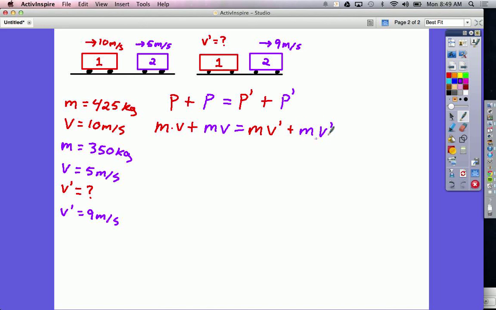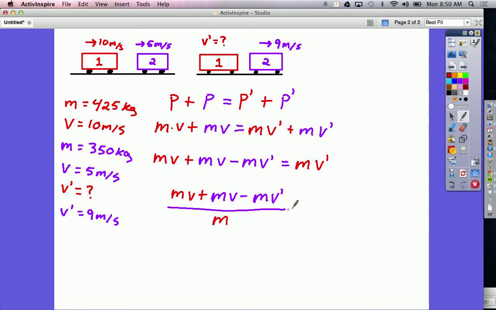I'm going to subtract the purple car term on the right over to the left side. So on my left, I have mass times velocity of the red car plus mass times initial velocity of the purple car minus mass times V prime of the purple car. And that's going to equal the red car's mass times the velocity prime. Just have to divide by the red mass now, and we are good to finish. I have MV for the red plus MV for purple minus MV prime for purple. Divide that by the red mass, and you get the velocity of the red car prime.